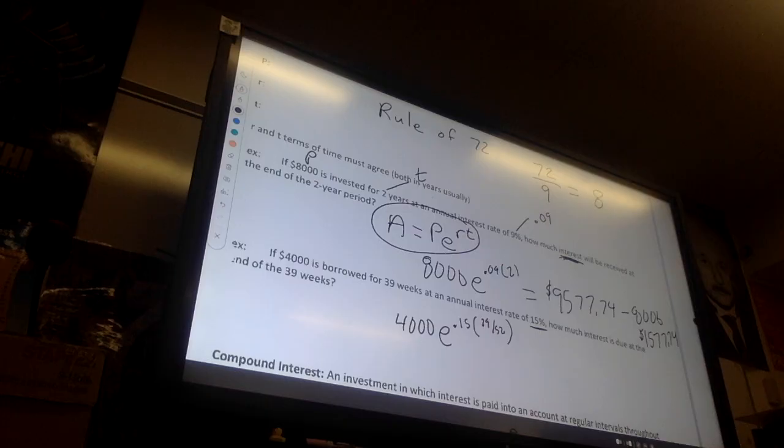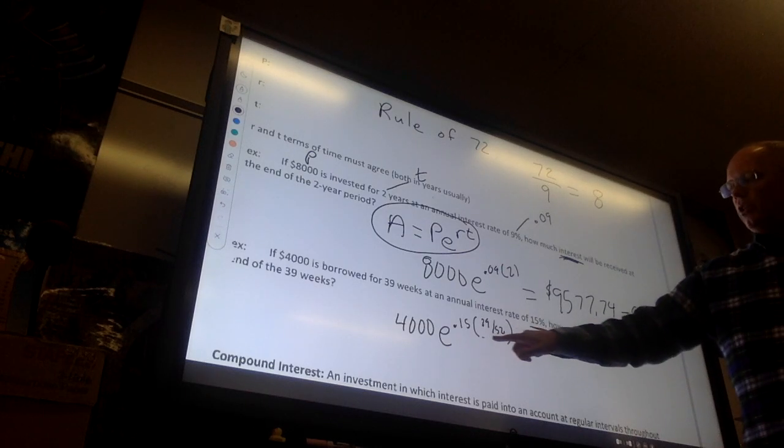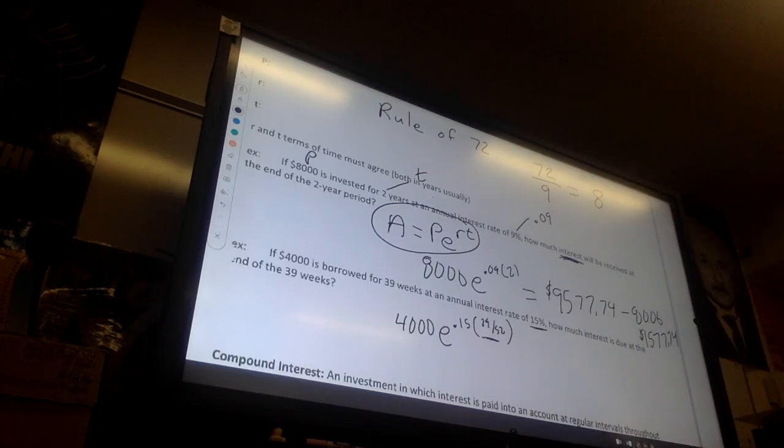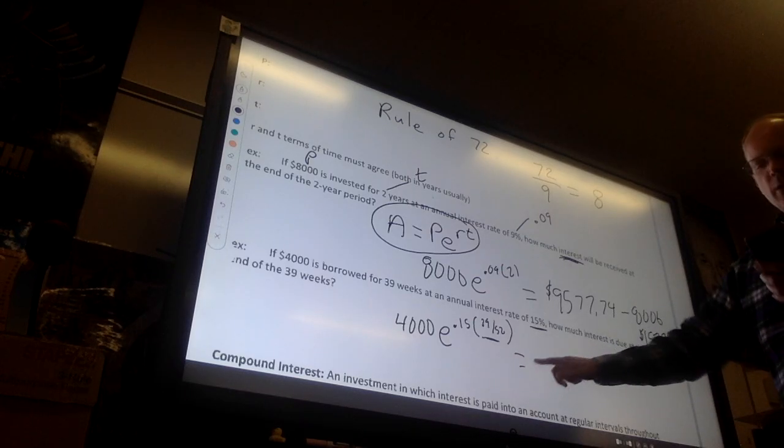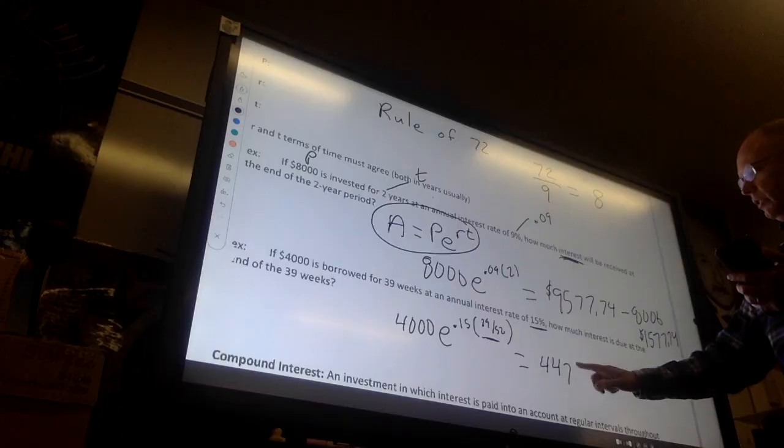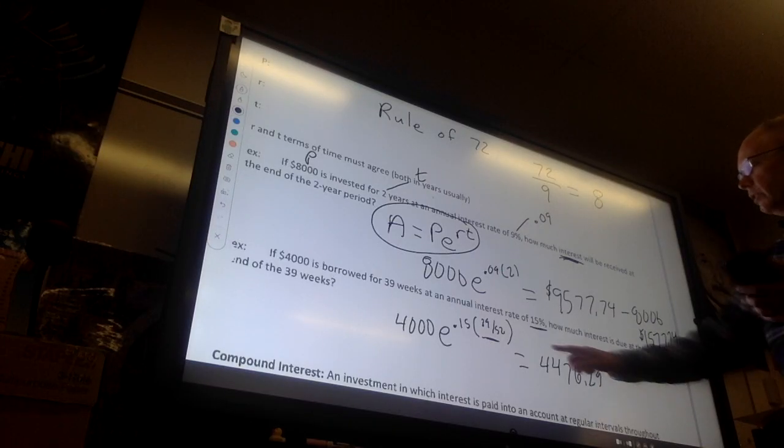Now, the big key here is recognizing you have a fraction, because 39 weeks is not a full year. So we have a relationship, and you can go 39 divided by 52 on your calculator. You can figure out what decimal that comes out to, or you can just keep it like that, and the calculator will handle it. So if I do $4,000, second ln, 0.15, times 39 divided by 52, this comes out to 4476.29, rounded to the nearest penny.